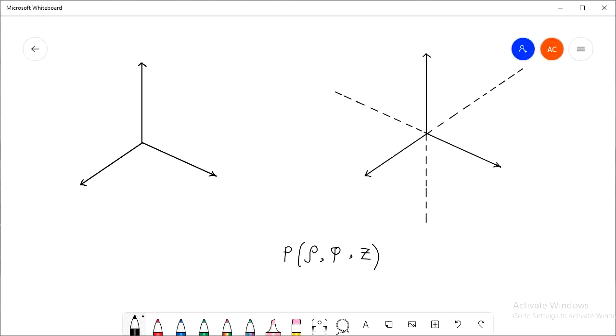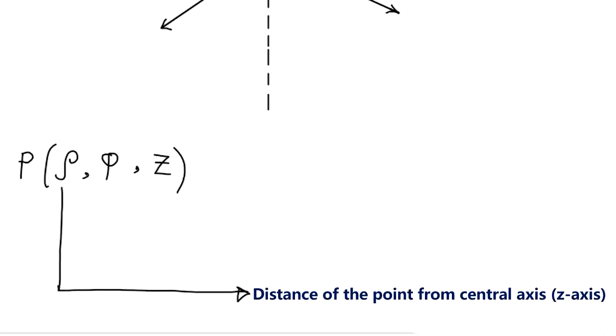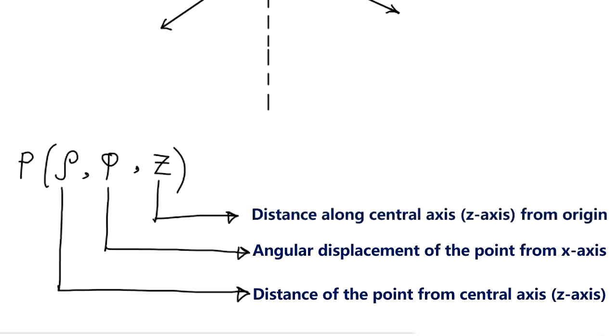Let's talk a little bit of detail about these three properties. First, rho. Rho is the distance of the point from the central axis. Now phi. Phi is the angular position of the point from x-axis. That is the angular displacement of the point from x-axis, and z is basically the central axis, so this actually denotes the height.